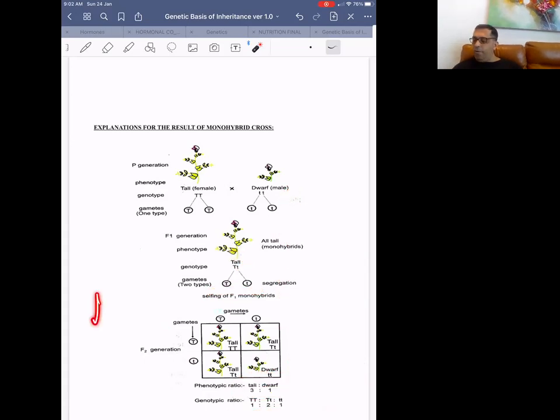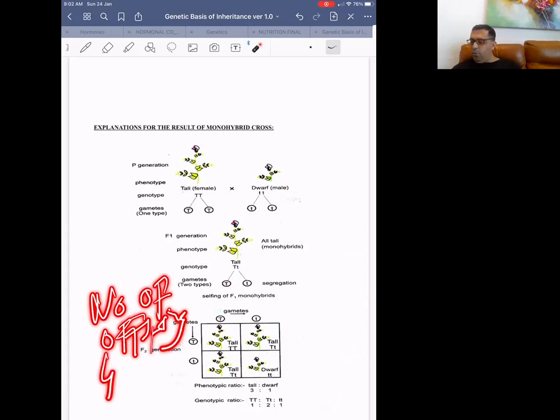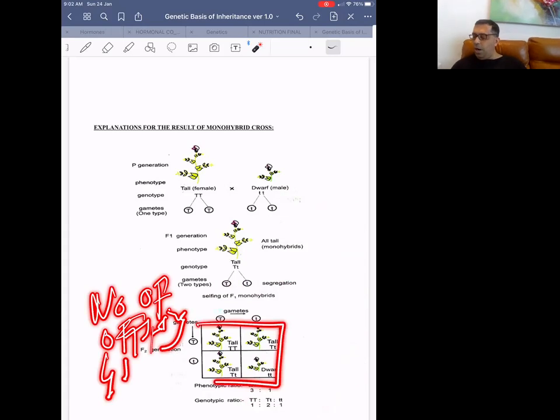And the number of offsprings is 4 raised to 1. Correct, we got 3 tall and 1 dwarf. So the number of offsprings is 4 raised to 1.